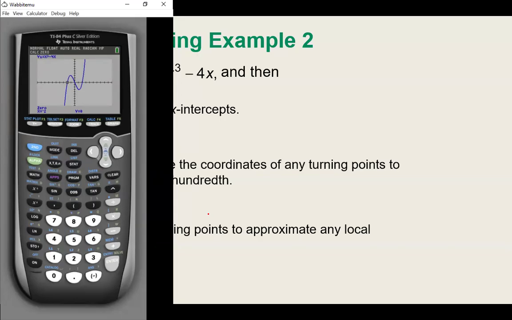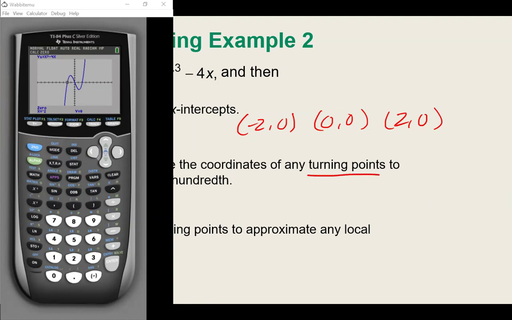Now, we all like it when it's easy to read, and this is pretty easy to read. So our zeros are at (-2, 0), (0, 0), and (2, 0). All right, questions about using your calculator to find your zeros? All right, next is going to be finding our turning points.